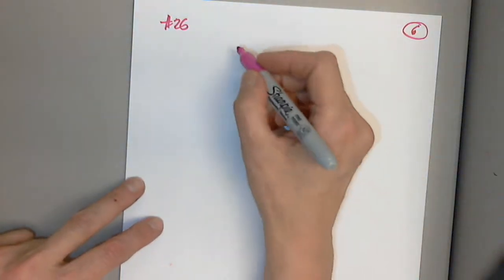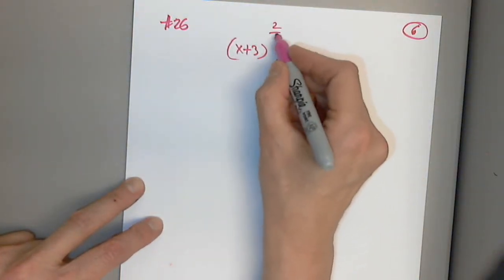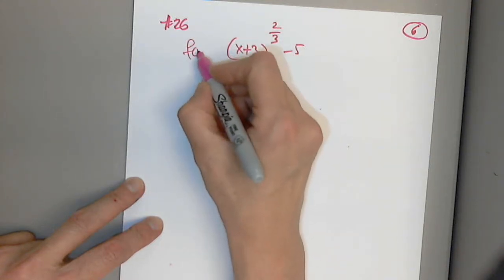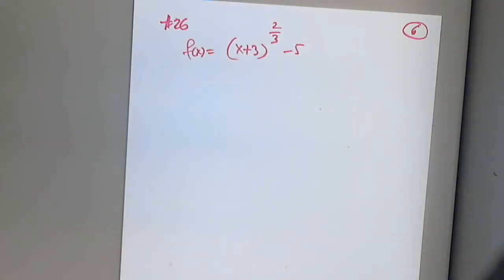Okay, so we chose 26. Where are you, 26? I see it. (x+3)^(2/3) minus 5. And this is our f of x. Good, perfect. So we're given a function. We're asked to find whether it has a max or a min.